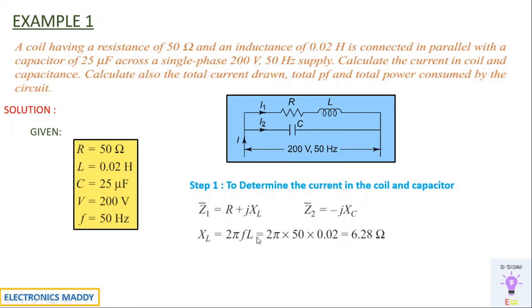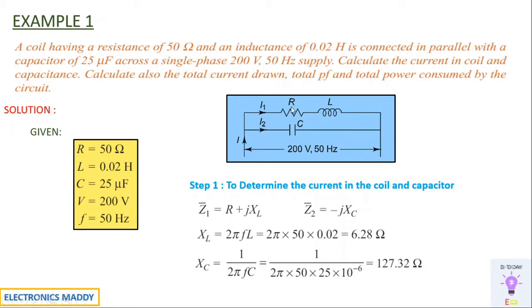So XL is equal to 2 pi FL. Substitute the value of the inductor given, and you will be getting 6.28 ohms. Once you find the value of XL, our next step is to find the value of XC, which is given by 1 by 2 pi FC. So 1 by 2 pi into 50 into 25 into 10 power minus 6, according to the substitutions, you'll be getting 127.32 ohms. Once you have found the value of XL and XC, you can find the value of Z1 and Z2 bar, isn't it?